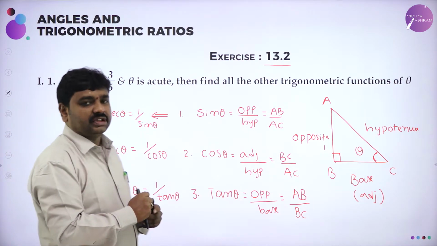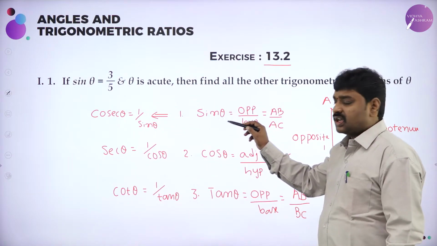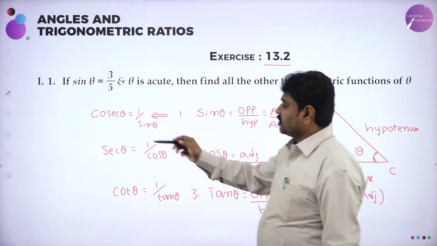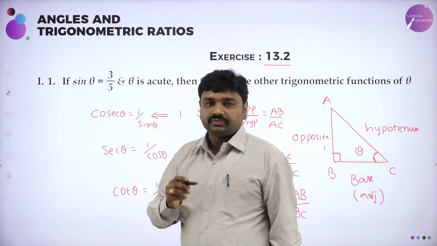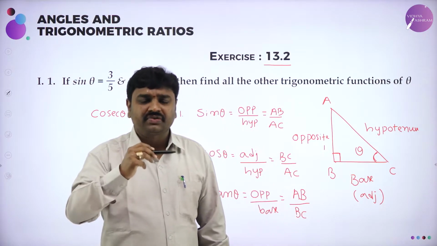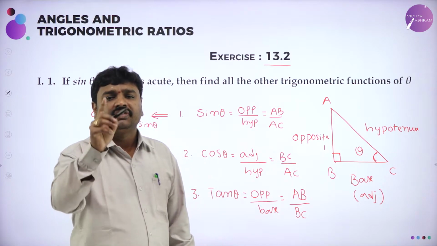First make a note of all these things. First, three basic trigonometric functions. What are the three basic trigonometric functions? Sin, cos, tan. And three reciprocals. What are the three reciprocals? Cosecant, secant, cot. Cosecant is the reciprocal of sin theta. Secant is the reciprocal of cos theta. Cot is the reciprocal of tan theta.